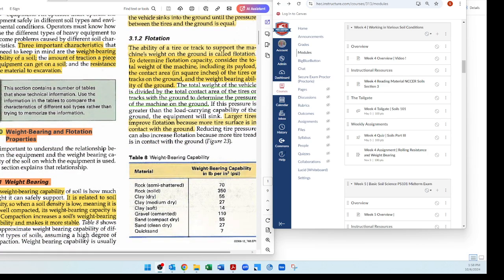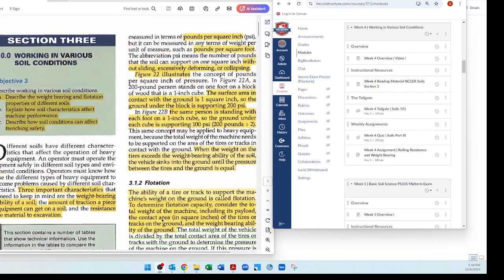Table 8 shows the approximate weight-bearing capability. We've talked about that. Weight-bearing capability is usually measured in pounds per square inch, and it could be pounds per square foot if we want it to be. You want it to hold the soil up without sliding, excessively deforming, in other words rutting, or just completely collapsing. And here's where we talk more about the surface area in contact with the ground.